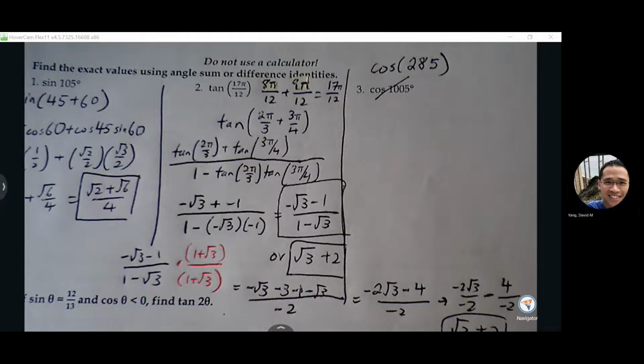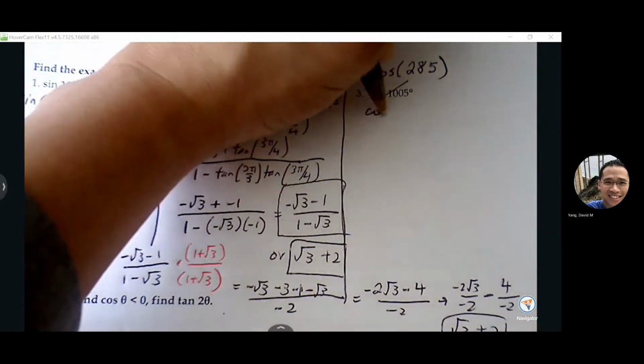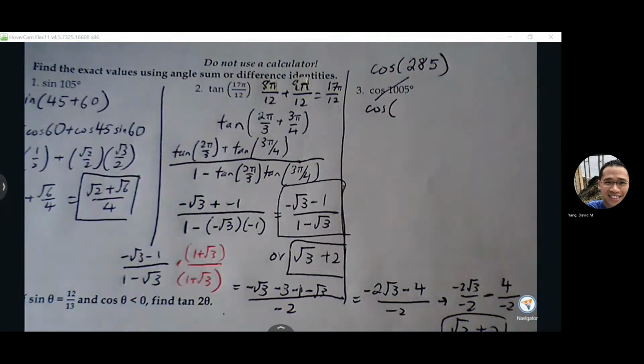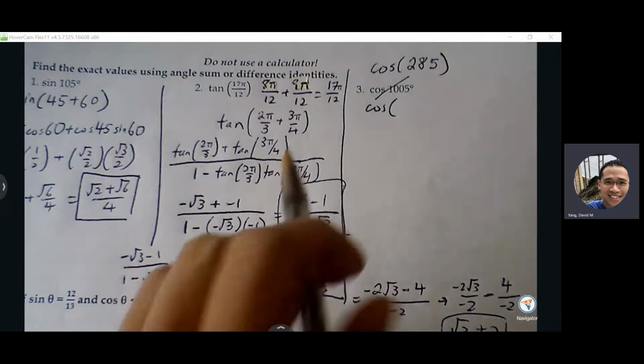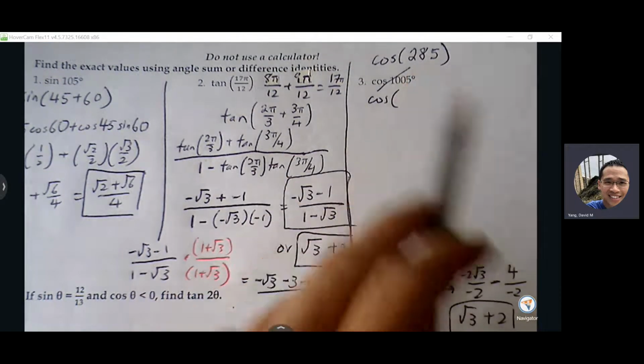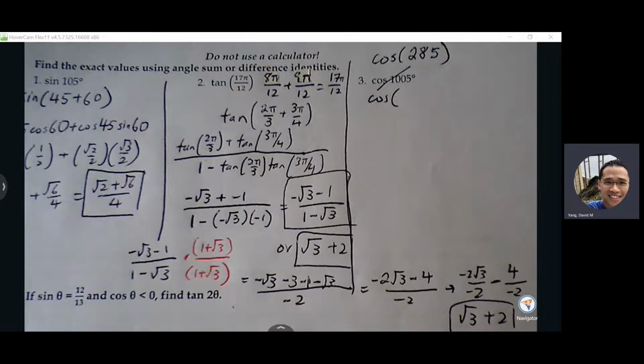285 is not a unit circle value, but maybe we can think of two numbers that can add up to 285 that happen to be unit circle values. 240 and 45. Doesn't matter what values you use, should you always end up at the same answer? Yes, if you use any unit circle values that either add or subtract to 285, our steps may look a little different, but in the end, we should match.